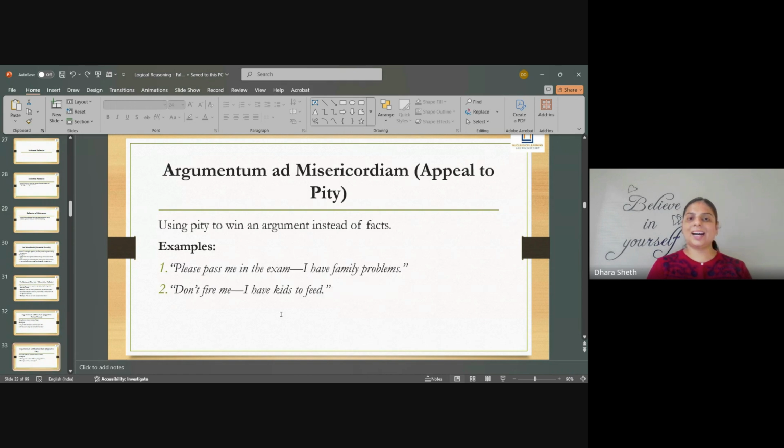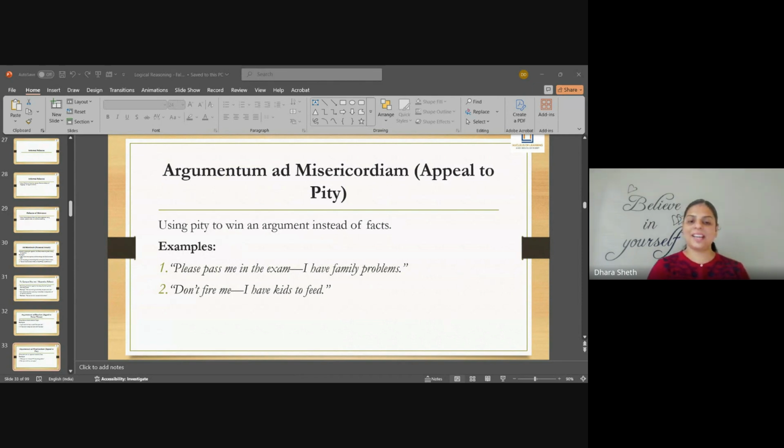Next. Argumentum ad misericordiam. See, the word misery comes from misericordiam. Just remember it that way. And misery is pity. Misery is sadness. So appeal to pity: using pity to win arguments instead of facts.